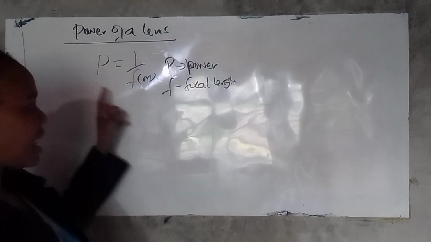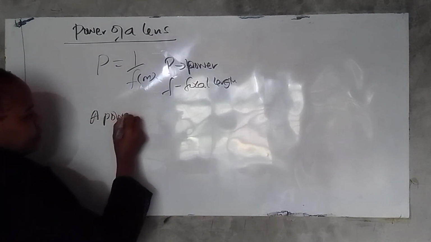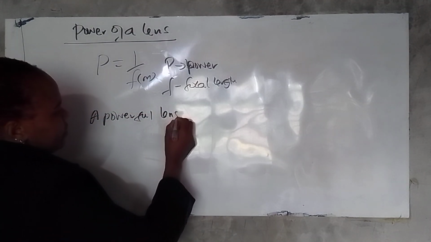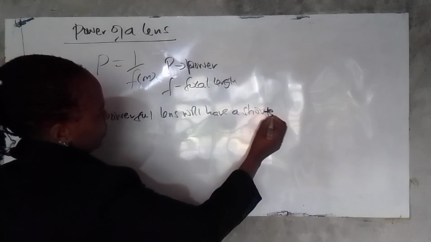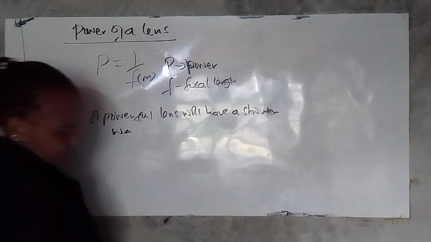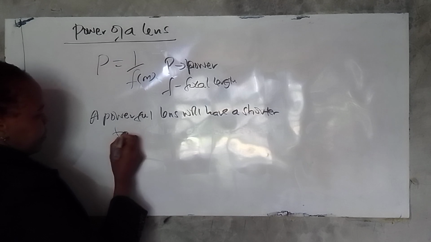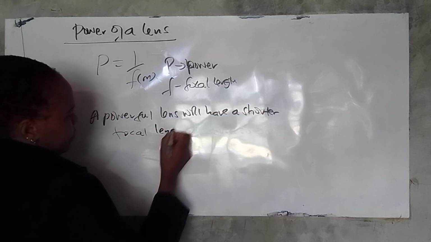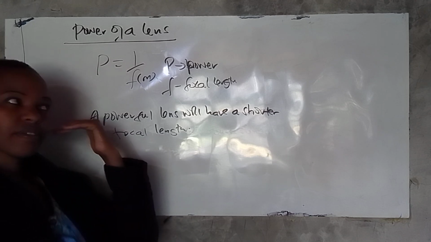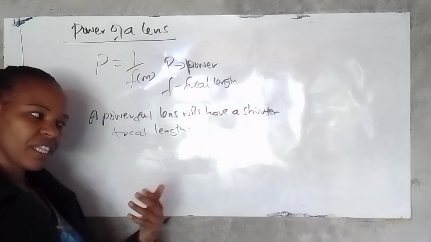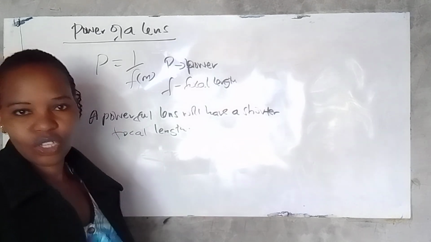So what does that mean in terms of power? A powerful lens will have a shorter focal length. So when the focal length is short, that is a measure of the power of a lens. The one with a shorter focal length is more powerful than the one whose focal length is long.